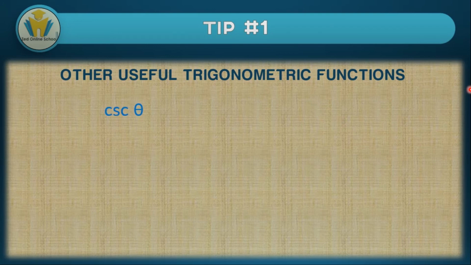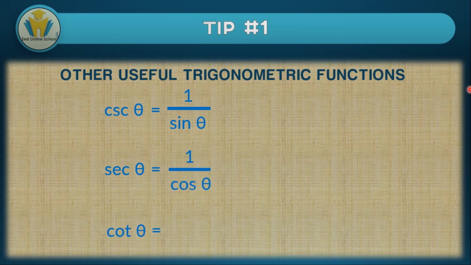The first is cosecant theta, which is equal to 1 over sin theta. The next is secant theta, which is just abbreviated as sec theta, and it's equal to 1 over cos theta. Cot theta is equal to 1 over tan theta. I'm sure you can see the pattern throughout these trigonometric functions. If you didn't see it, let me just pass through it quickly.